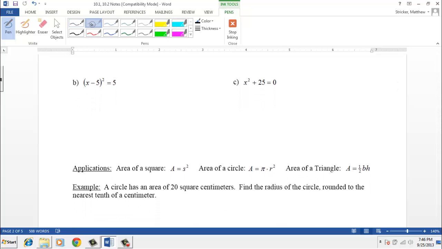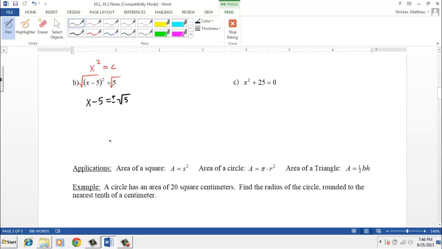Again, here example B has that form, x squared is equal to some constant, except the something that's squared is something more complicated. But still, why can't I just take the square root of both sides? There's no reason why I can't, because that square root will still get rid of the square. The left hand side becomes x minus 5. And remember, it's not just square root 5, it's plus or minus square root 5.